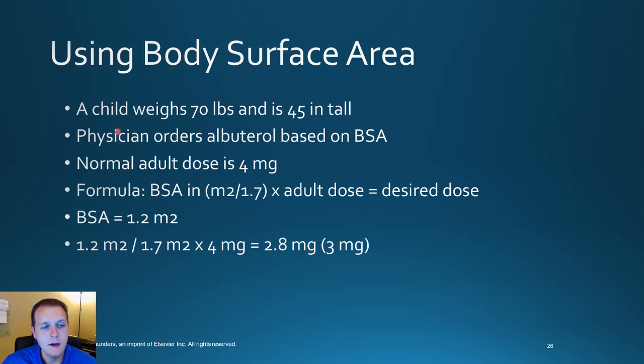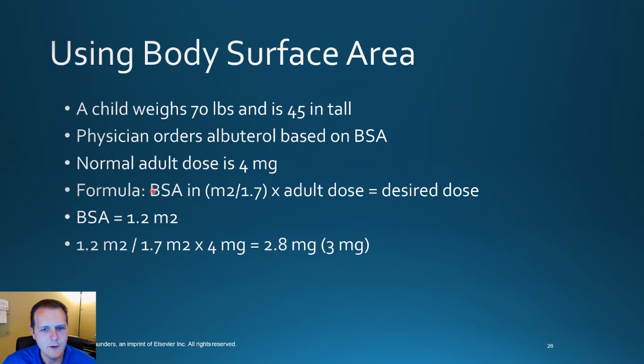So, in another example, let's say we have a kid that weighs 70 pounds and is 45 inches tall. The provider orders albuterol based off of the body surface area of the patient. Now, let's say a normal adult dose would be 4 milligrams of albuterol. This is a medication used typically for asthma. Usually it's given as an inhaler, but sometimes it can be given as a liquid medication.